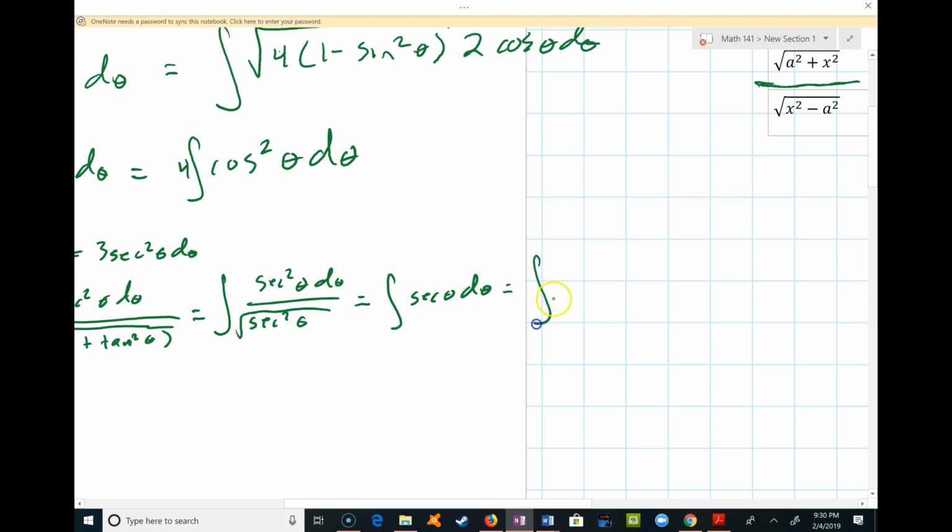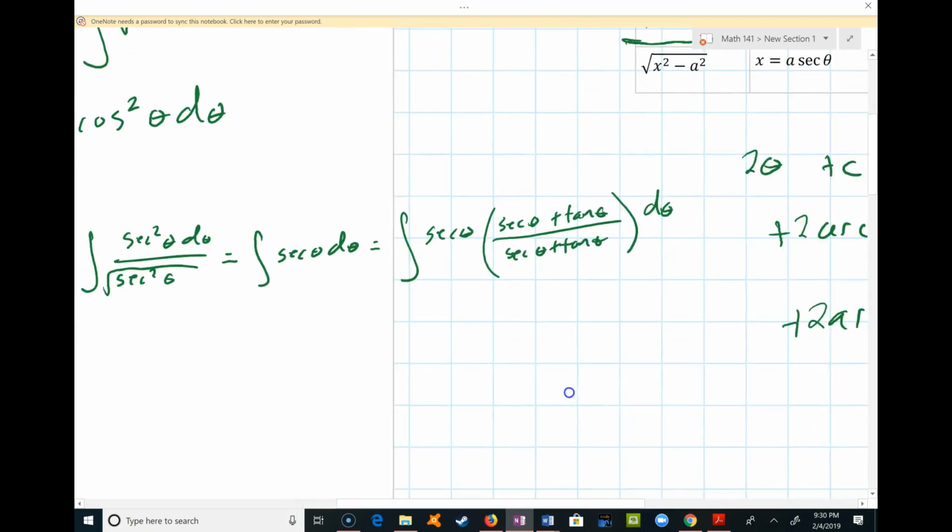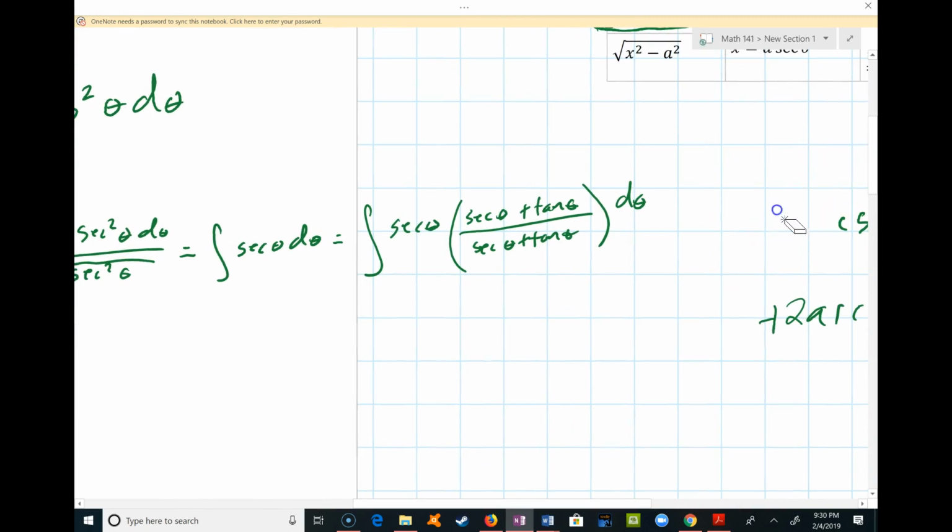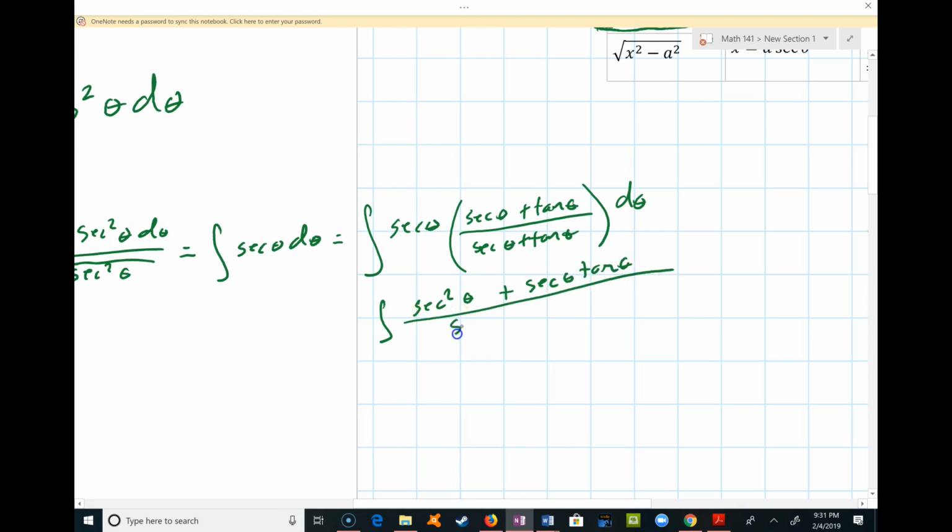You change this to the integral of secant theta times secant theta plus tangent theta over secant theta plus tangent theta, which of course is just multiplying by 1, so it doesn't change anything. So when we do that, we get the integral of secant squared theta plus secant theta tangent theta all over secant theta plus tangent theta d theta.